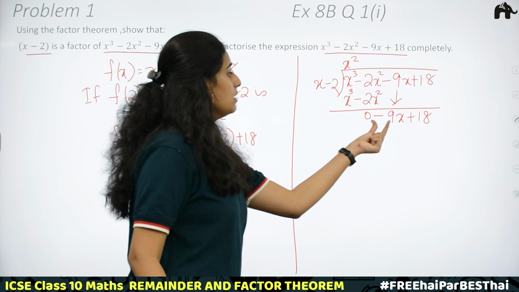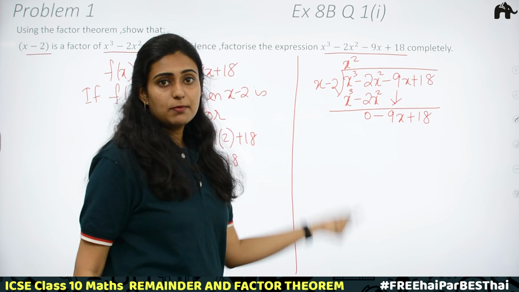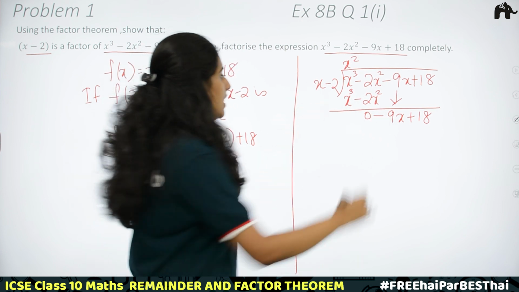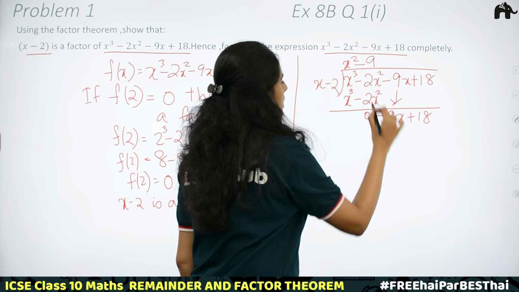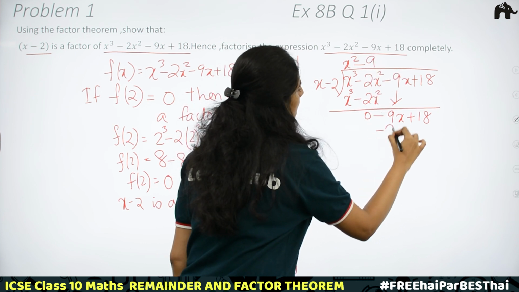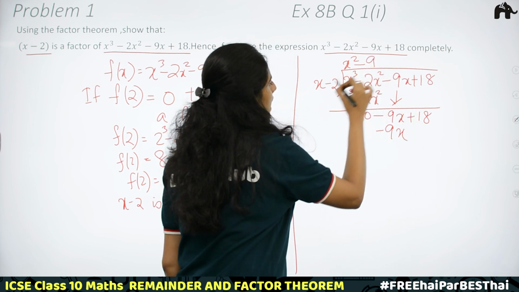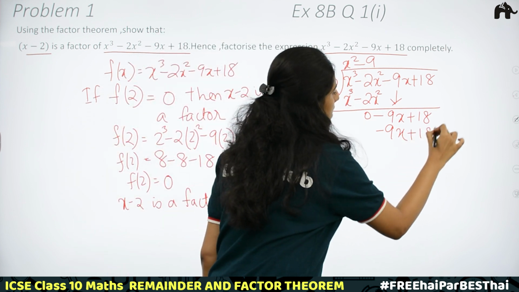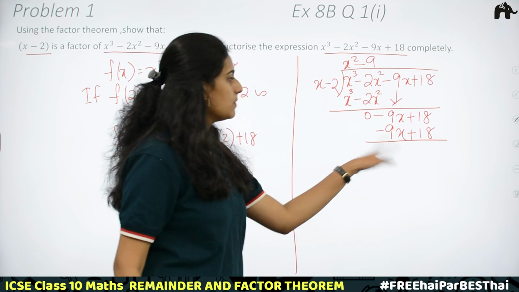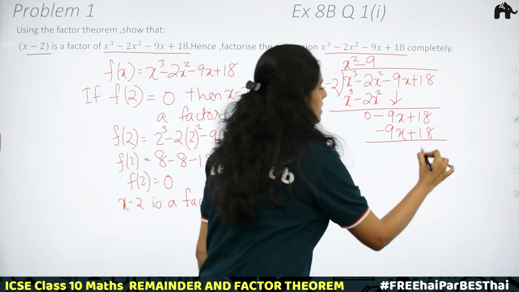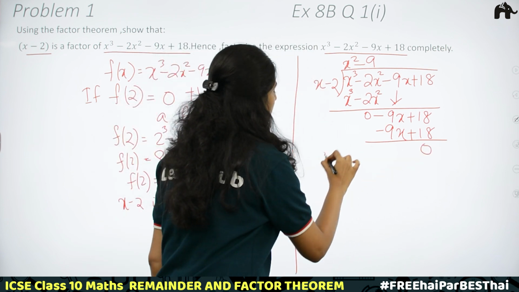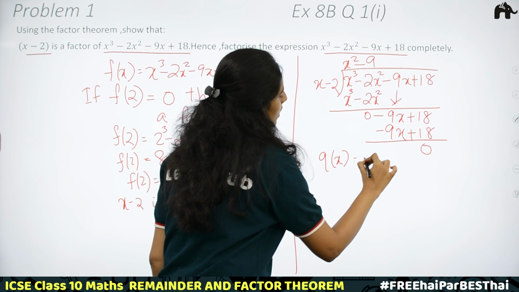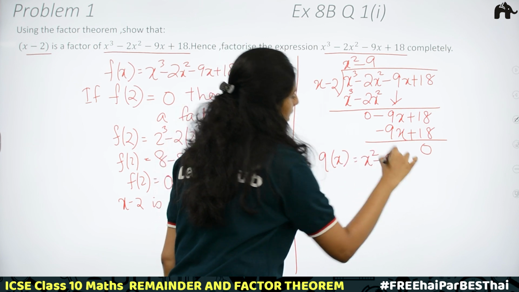Okay. To get minus 9x, x should be multiplied with minus 9. Minus 9. So, minus 9x minus 9 into minus 2. What is it? Plus 18. Plus 18. What is the remainder then? On subtracting this, we will be getting 0. Therefore, here we obtain the quotient q of x is equal to x square minus 9.